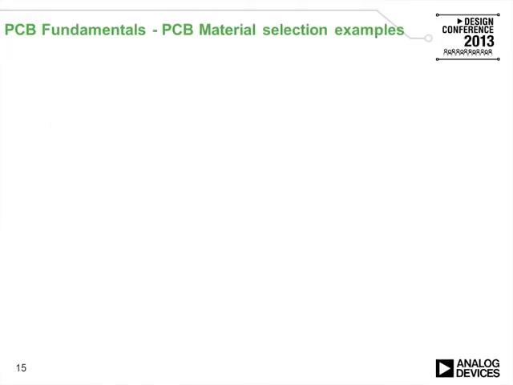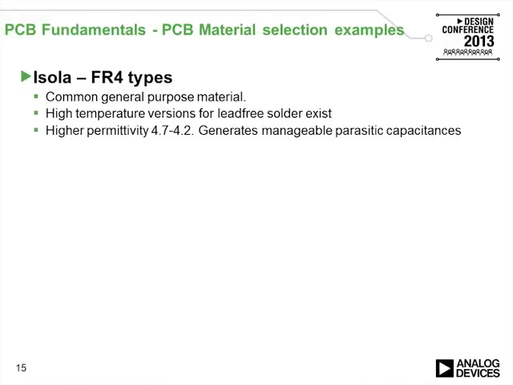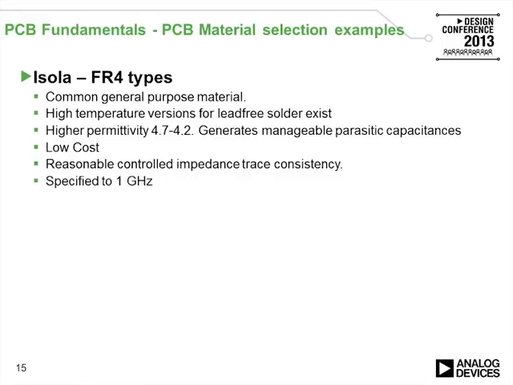Okay. Next thing is PCB material selection examples. The basic material that everyone is familiar with is FR4. These are common general purpose materials. High temperature versions for lead-free solder exist for an additional cost. The permittivity is reasonably high, 4.7 to 4.2, and this permittivity or dielectric constant generates manageable parasitic capacitances. They are low cost, with reasonably controlled impedance trace consistency, and are specified to 1 gigahertz.